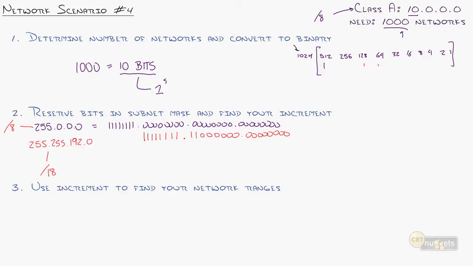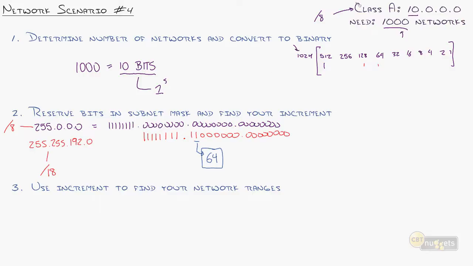Good. So now the question, what is our increment? Well, our increment is right here. Lowest network bit back in binary. Again, nothing funky. Every single octet restarts the increment. So that's a 64. Like that. And now we just start adding that increment to find our network ranges.